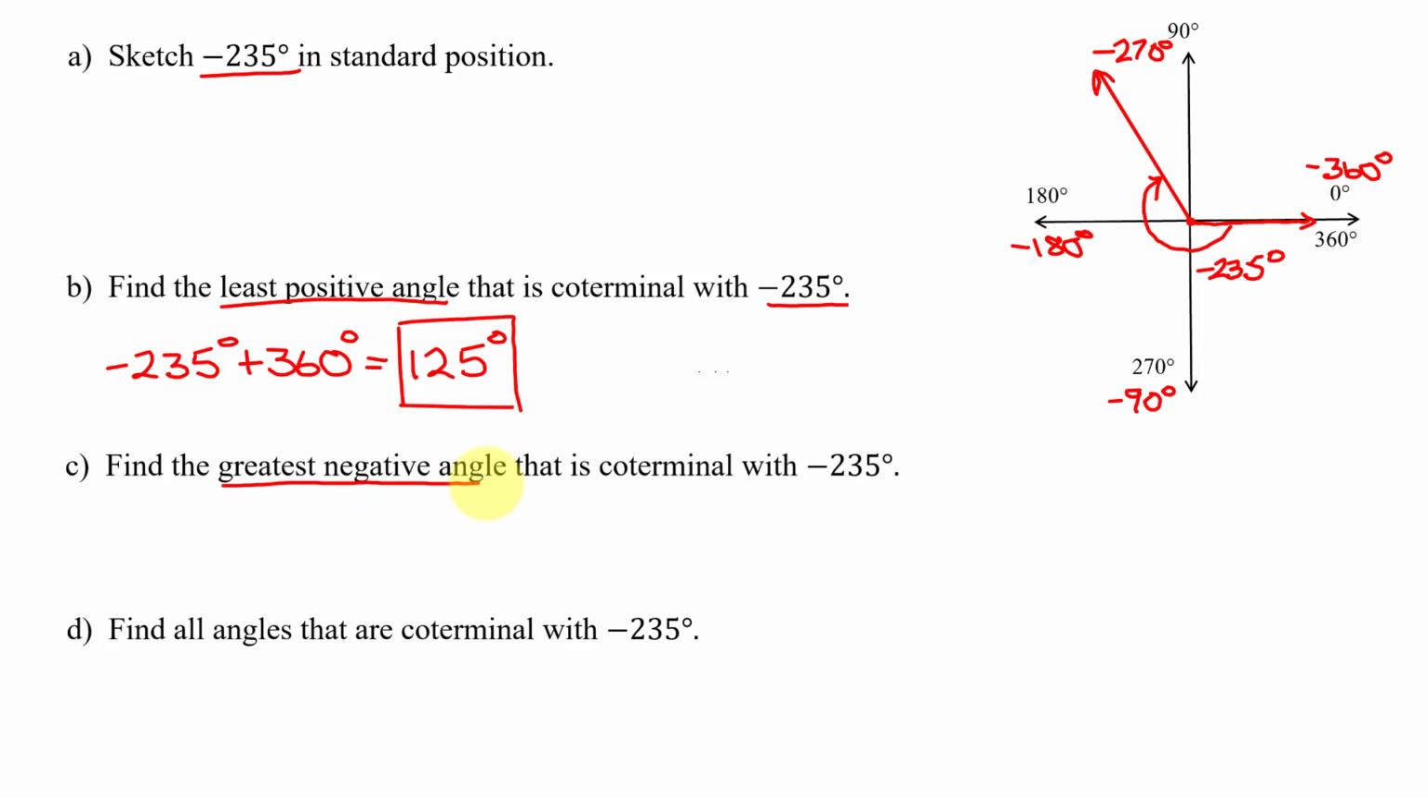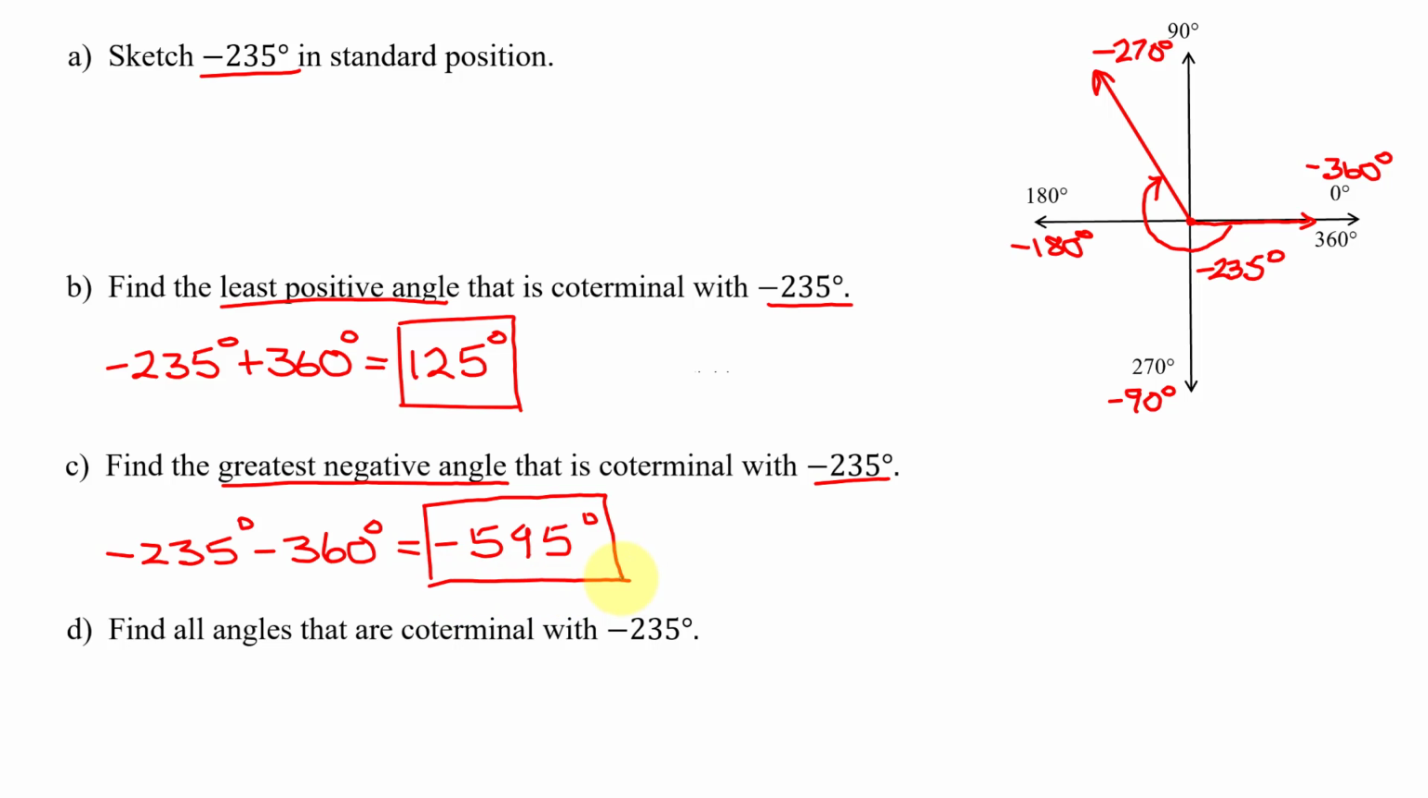Now I need to find the greatest negative angle that's coterminal with my angle. So I start with my angle and I just subtract 360 degrees. And if I do that, I get negative 595 degrees. If I subtract another 360 degrees, I'll get another negative coterminal angle, but this is the greatest negative one I can obtain.